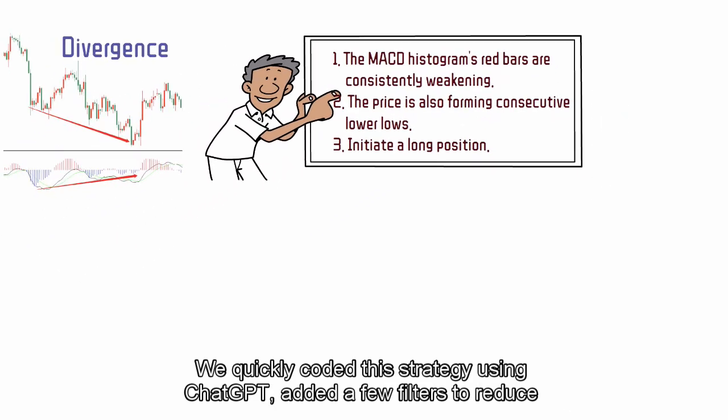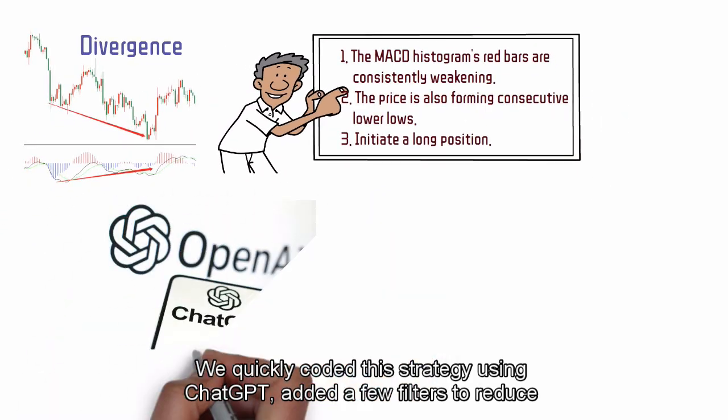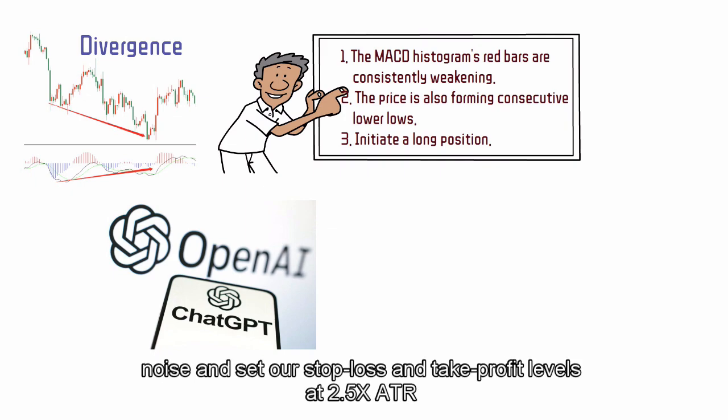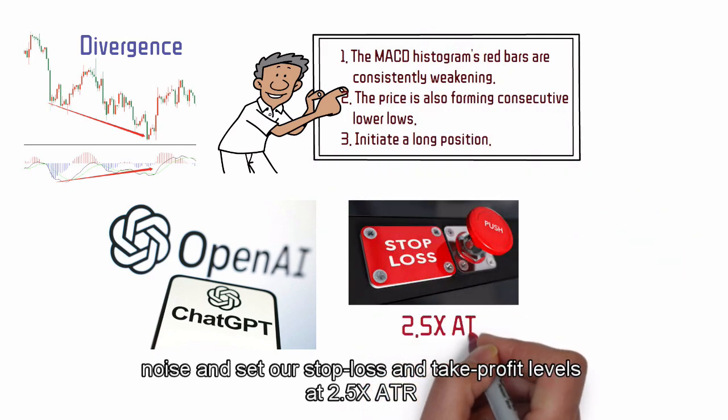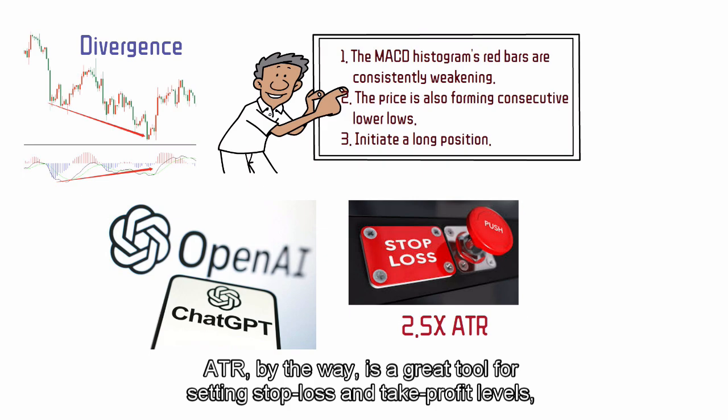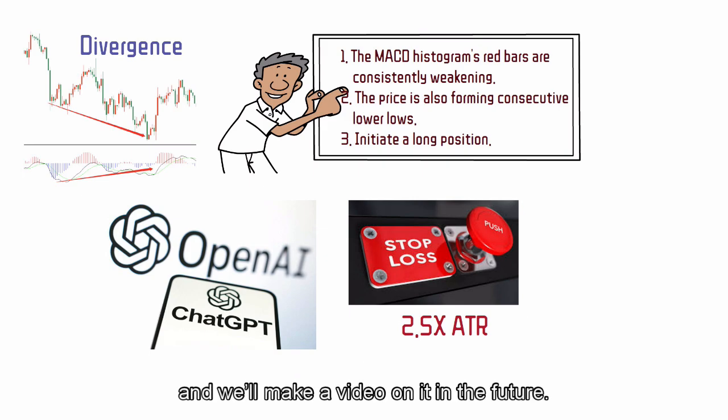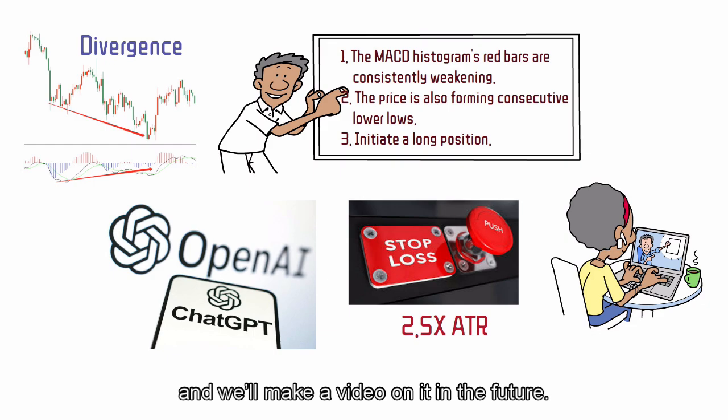We quickly coded this strategy using ChatGPT, added a few filters to reduce noise, and set our stop loss and take profit levels at 2.5 times ATR. ATR, by the way, is a great tool for setting stop loss and take profit levels, and we'll make a video on it in the future. So, how did the strategy perform?